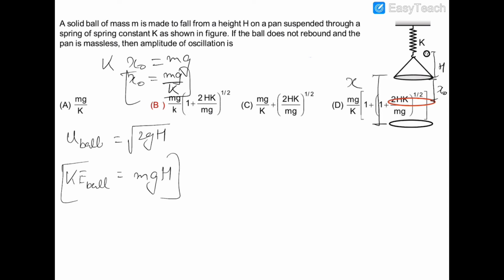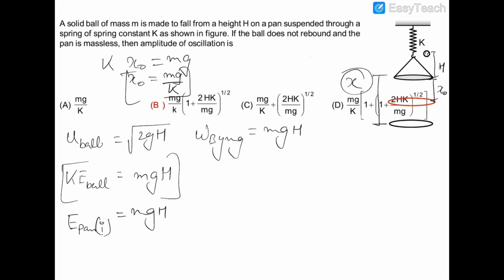But the maximum extension of the spring, x, can be calculated by energy conservation. Now the initial energy of the pan is mgh, which is the kinetic energy of the ball. And as the pan moves in the downward direction by a distance of x, the work done by mg on the ball will be mgx.